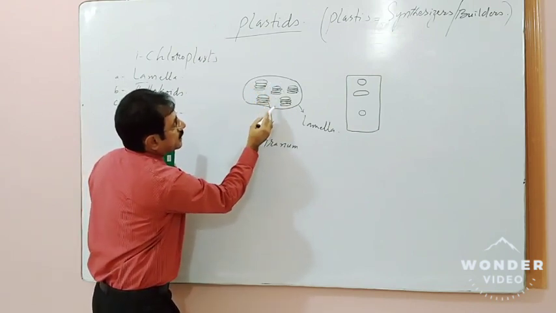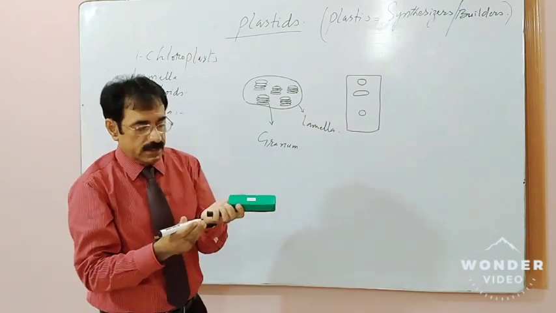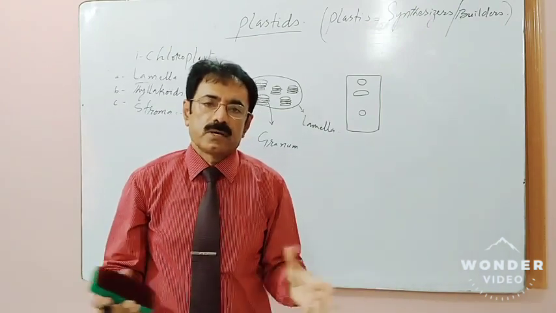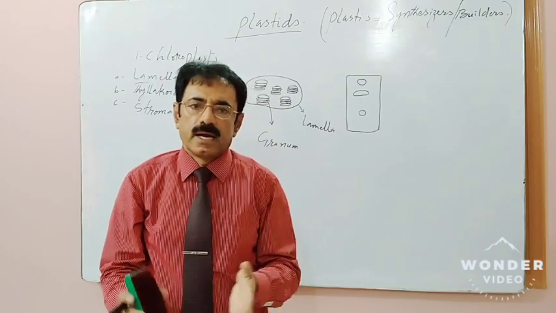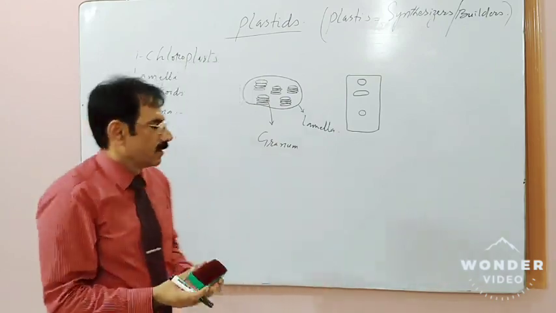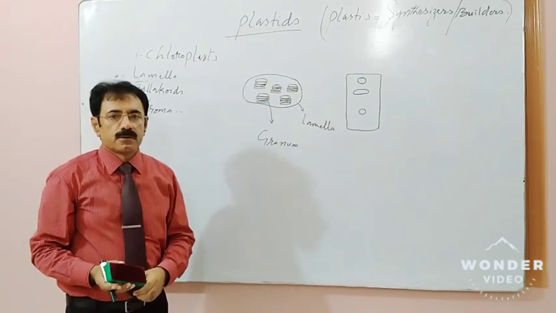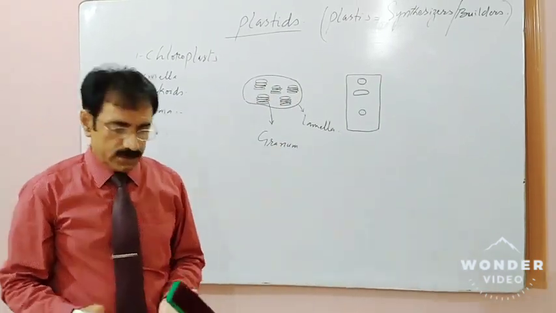within the stroma, and we know this dark reaction is commonly called the sugar making process, because the process of photosynthesis ends at the formation of glucose. So this chloroplast is involved in the process of formation of glucose.